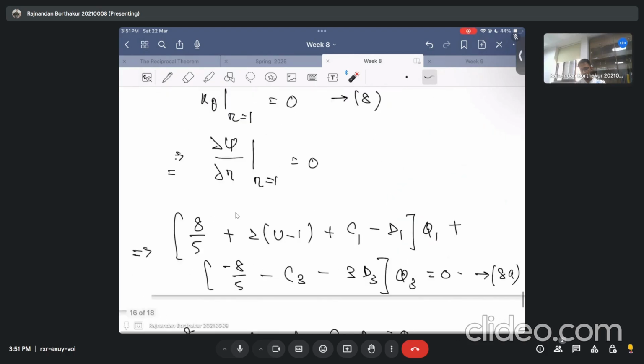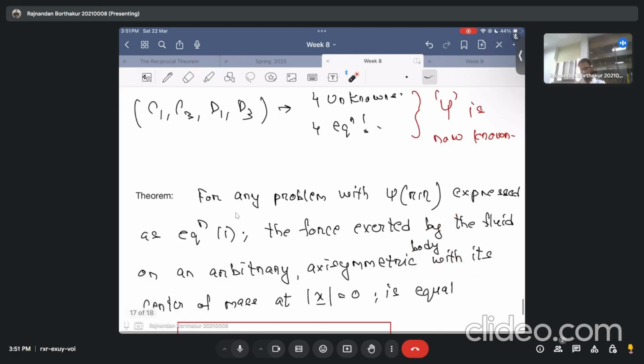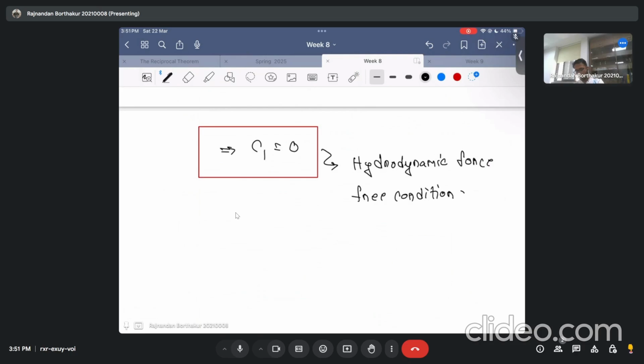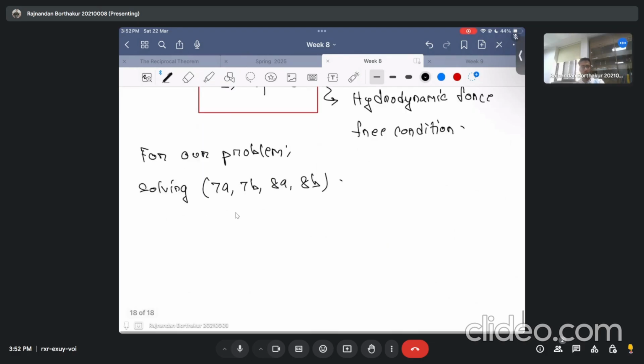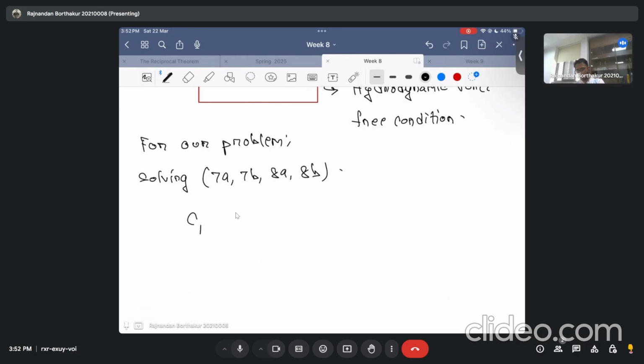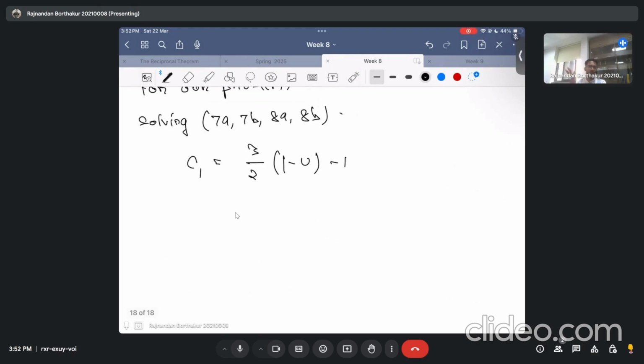Now, in this given problem, if you just solve equations 7a, 7b, 8a and 8b, which are just 4 equations and 4 unknowns, you can show that out of all the four constants, your C1 comes out to be equal to 3 by 2, 1 minus u, minus 1. So you just solve the problem, and you will see that your C1 happens to be equal to this.